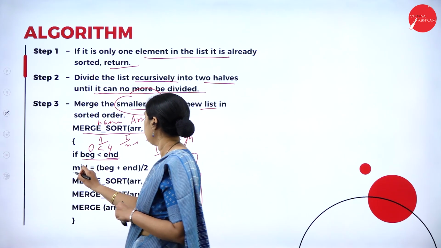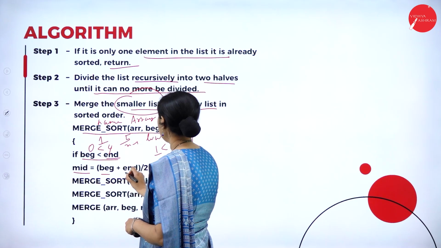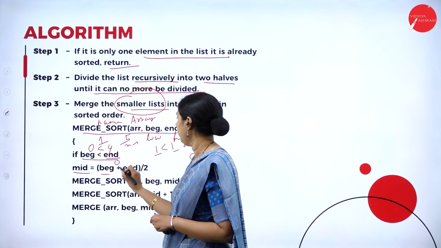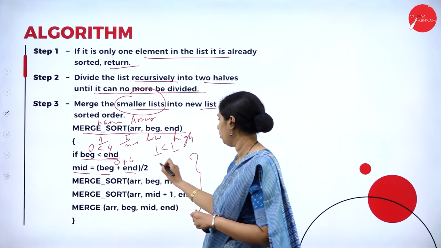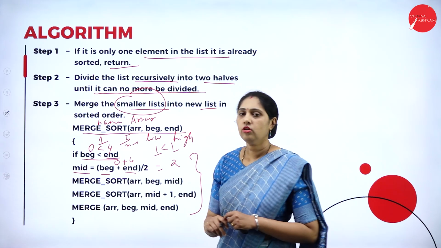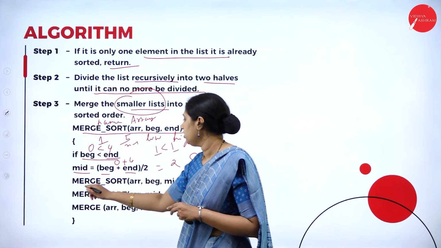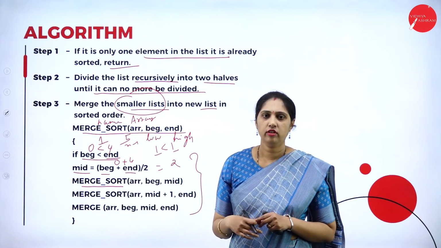First I have to find the middle. MID is nothing but middle: beginning plus end divided by 2. What is my beginning here? It is 0. What is my end? 0 plus 4, and 4 divided by 2 is nothing but 2. So depending on the mid, we have now divided. Then we call merge sort. Merge sort is not predefined; we have to write the code for it.